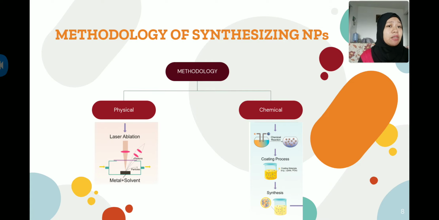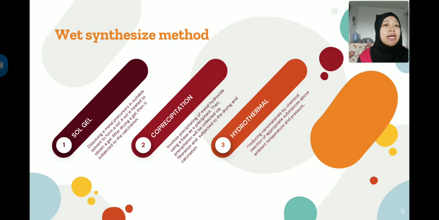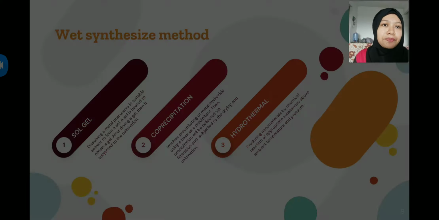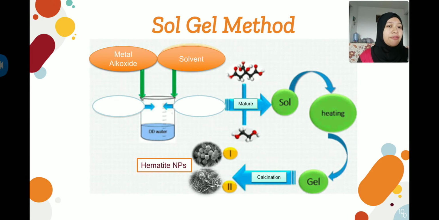Okay, basically there are two methodologies for synthesizing nanoparticles, which are the physical and chemical methods. In my paper review, I focus on the wet synthesis methods, which are chemical methods. There are three wet synthesis methods: sol-gel, co-precipitation and hydrothermal. For each method I will explain the principle, and I will summarize what I have found in my reading. So we start with the sol-gel method.